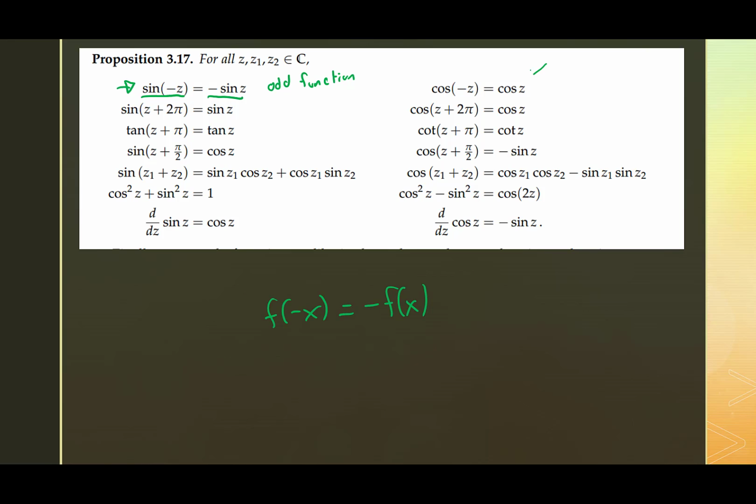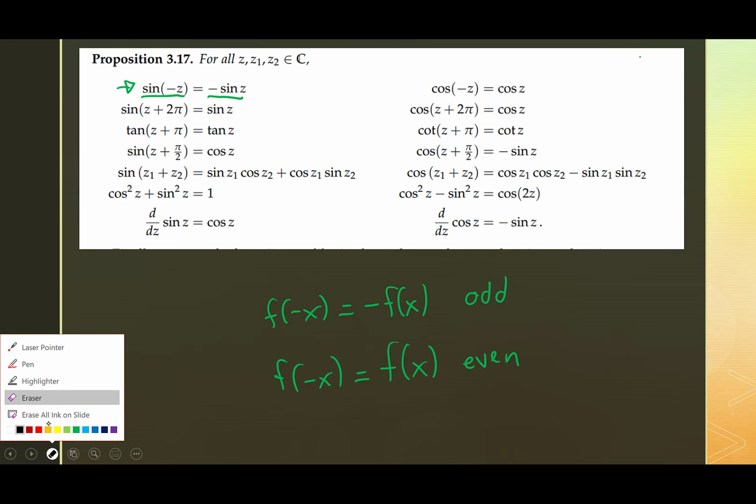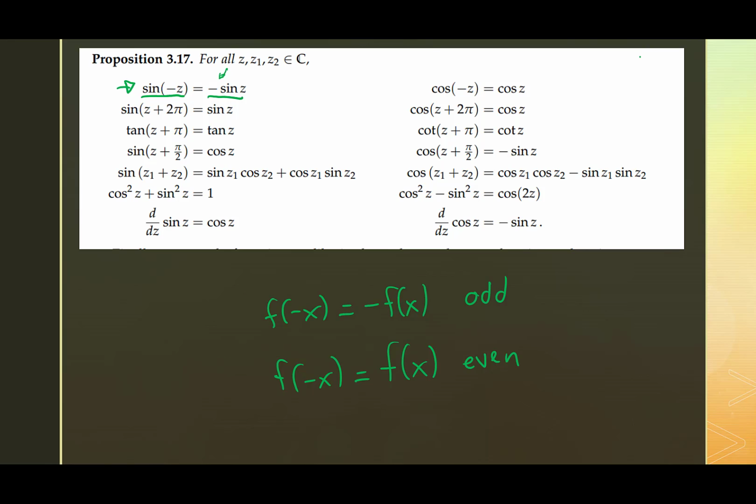Whereas with cosine, notice what happens to the negative sign: it goes away. So if you can write it like this, f of negative x equals f of x, we would call that an even function. Now, if you haven't seen that in calculus, don't worry about that. That's just more information than you need, but nonetheless, they do have these properties. So sine of minus z is equal to minus sine of z, cosine of minus z is equal to cosine of z. Another way of thinking about that is you can factor out negative signs from your sine, and cosine sort of eats up negative signs.